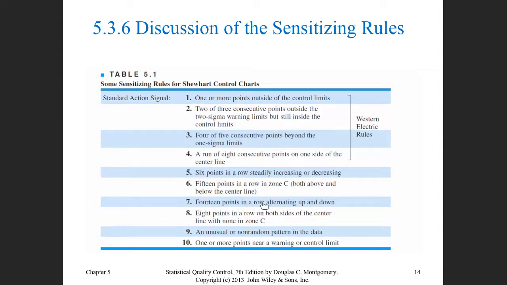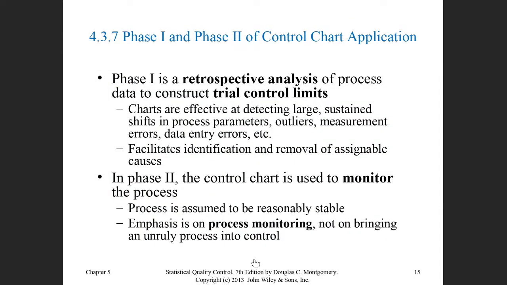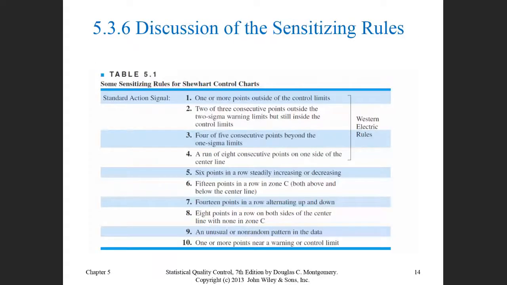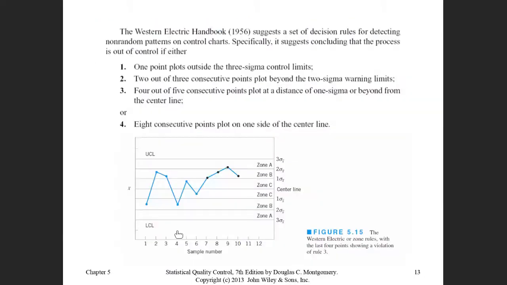14 points in a row, alternating up and down. That means you have 14 points in the control chart, like from here 1, 2, 3, 4, 5, 6, 7, 8, going up and then going down, or continuing up and down.